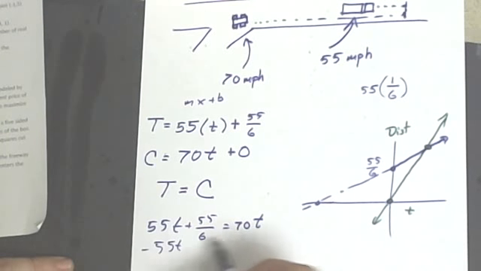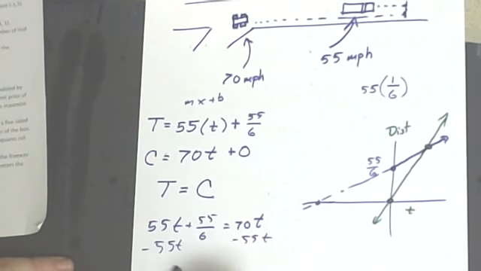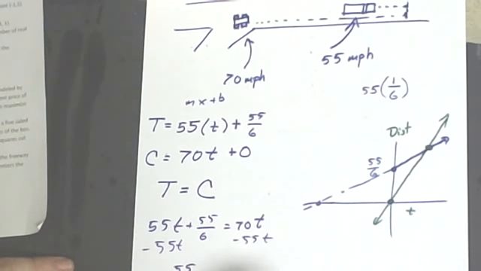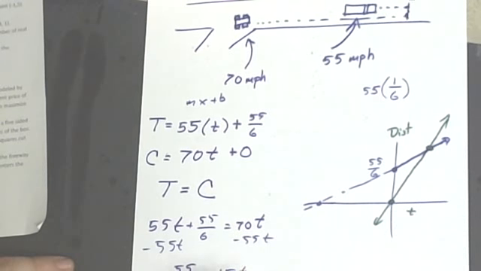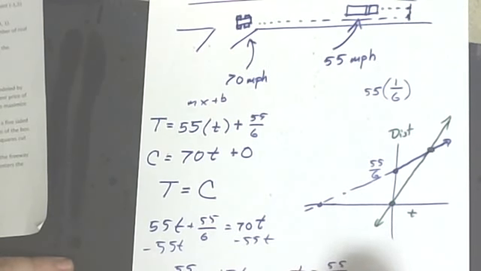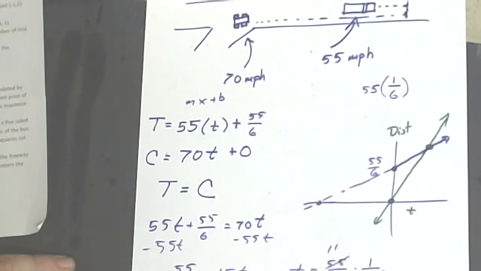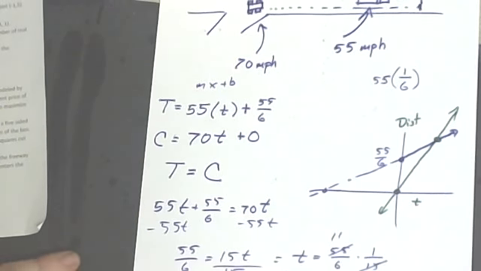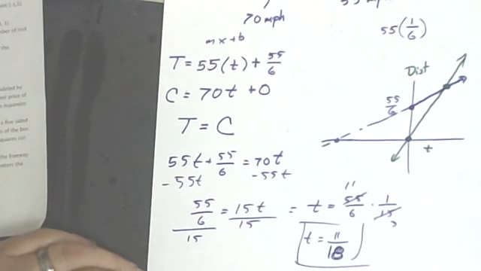So real quick, subtract the 55t, subtract the 55t, you'll get 55 sixths equals, was it 15t? Divide by 15, divide by 15, you get t equals, I'll write that as a multiplication so I don't give myself a headache. Let's see, 11 and 3, so it's 11/18. Okay, we get 11/18, but the question is, oops, sorry, you couldn't see any of that, could you?